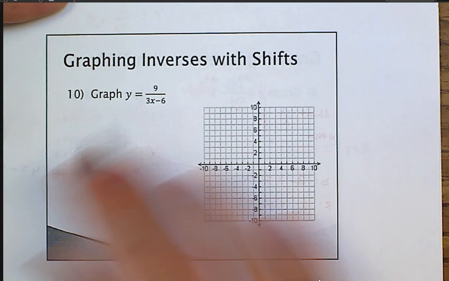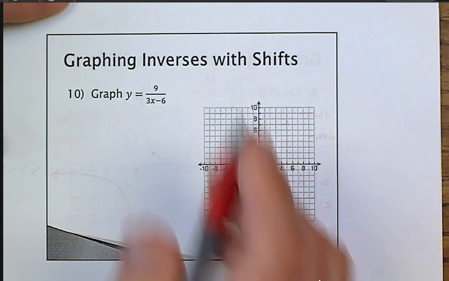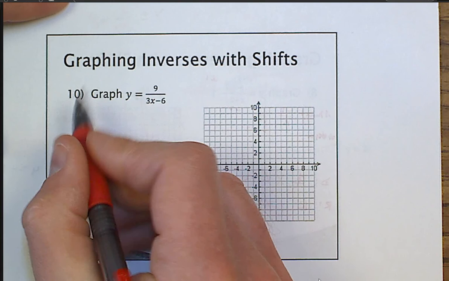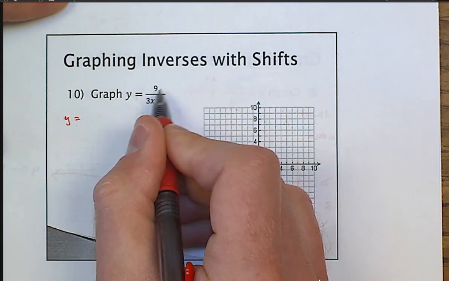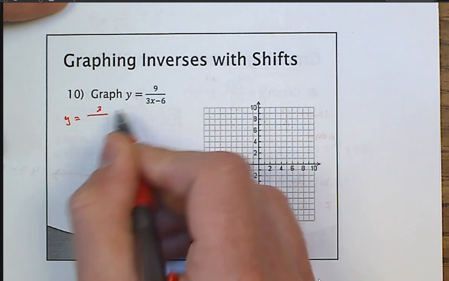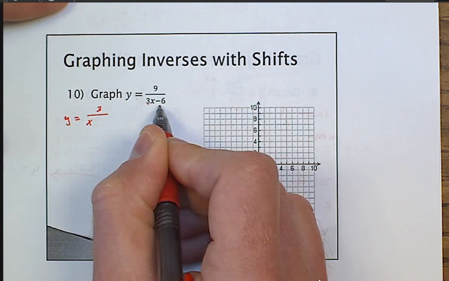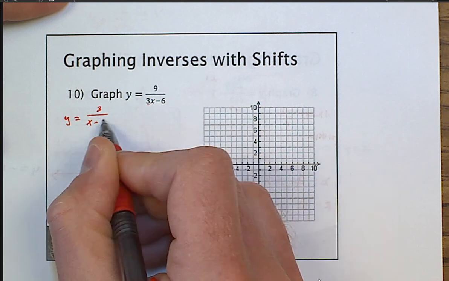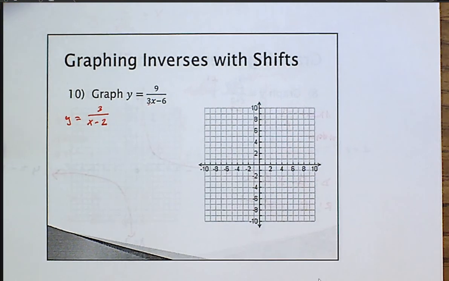But for this example here, I'm going to divide everything by 3 and basically rewrite this as y equals 9 divided by 3 would be 3. 3 divided by 3 would just be x. And 6 divided by 3 would be 2. So that's really what I have here. Okay? That looks a little bit nicer.